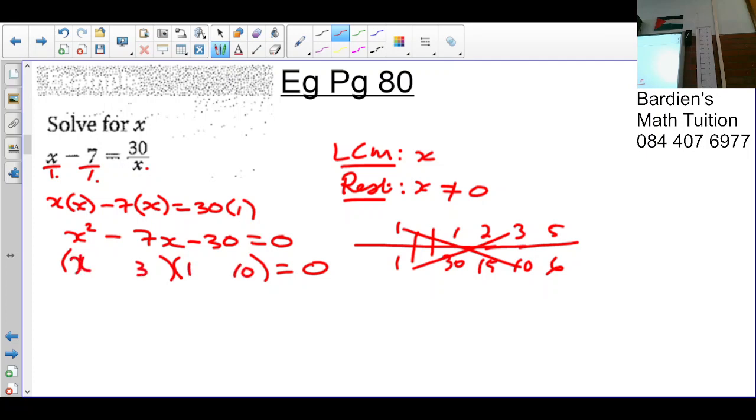X squared, so there goes an x and an x. What about our signs? One plus, one minus. The bigger product must be negative. You all get that? Any confusion here? So what can I say now? x plus 3 is equal to 0 or x minus 10 is equal to 0. So x is equal to negative 3 or x equal to 10.